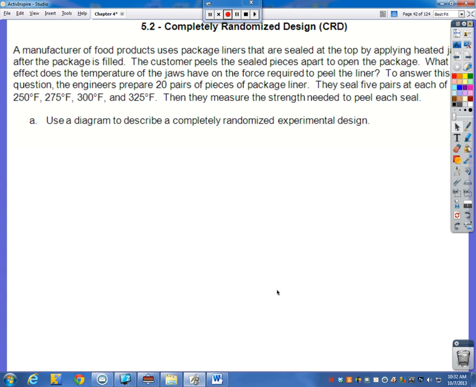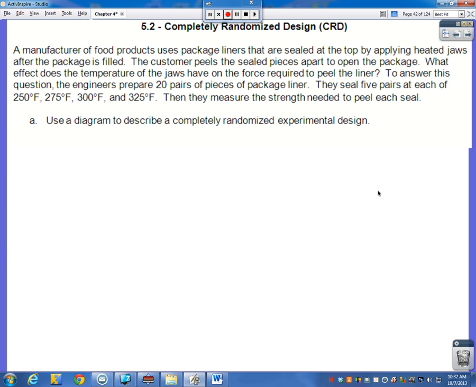All right, another example we're going to look at. It says a manufacturer of food products uses package liners that are sealed at the top by applying heated jaws after the package is filled. The customer peels the sealed pieces apart to open the package. What effect does the temperature of the jaws have on the force required to peel the liner? To answer this question, the engineers prepare 20 pairs of pieces of package liner. They seal 5 pairs at each of 250, 275, 300, and 325 degrees Fahrenheit. Then they measure the strength needed to peel each seal. So use a diagram to describe a completely randomized experimental design.